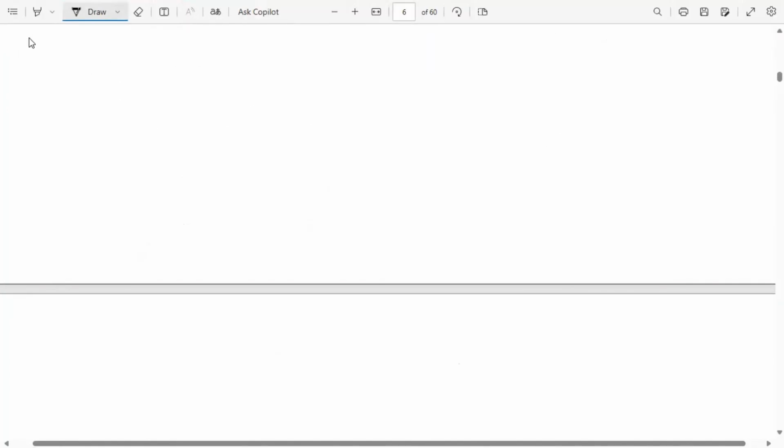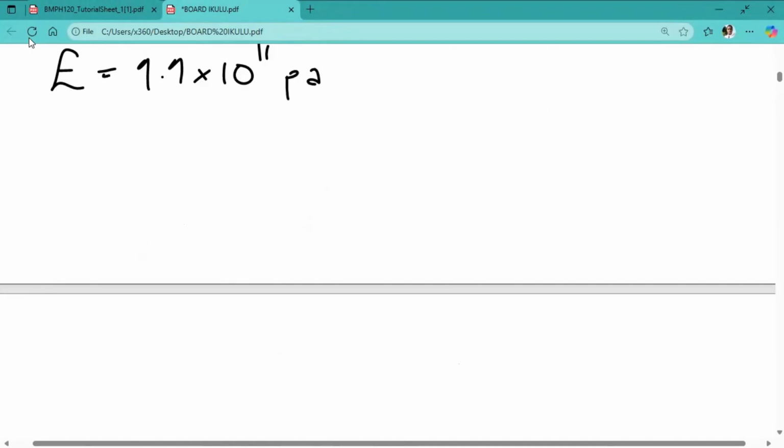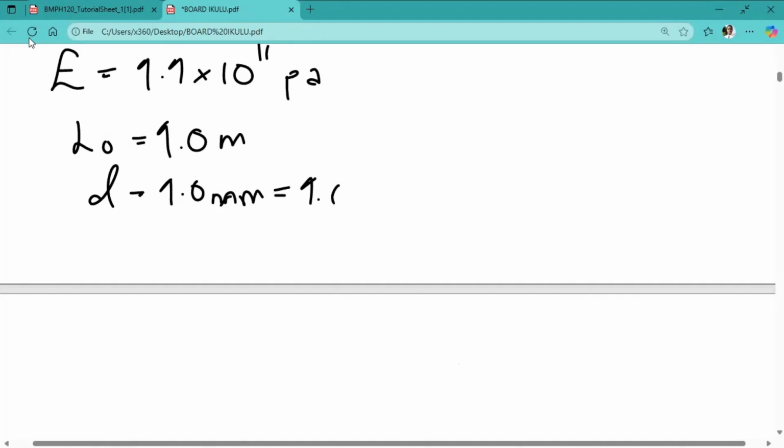Question 4, we've been given data. We've been given Young's modulus that I'll now represent by E. This is 1.1 times 10 to the power 11 pascals. That's the magnitude of our Young's modulus. Then we have our initial length of the wire to be 1.0 meters. Then we have the diameter of the wire to be 1.0 millimeters. If we convert it into meters, it is going to give us 1.0 times 10 to the power minus 3 meters. Then we also have the given force, which is equal to 100 newtons.